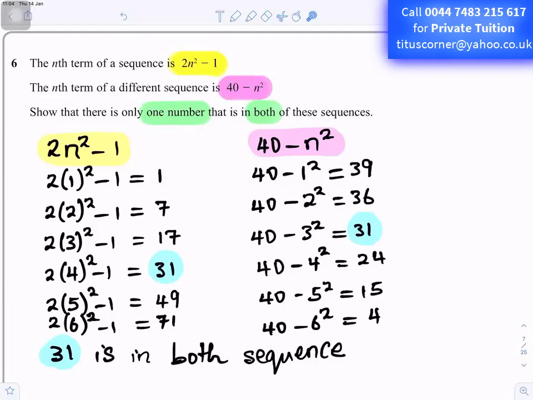40 minus n squared. We substitute 1. 40 minus 1 squared is 39. We substitute n is 2 for the next one. 40 minus 2 squared is 36. We substitute n is 3. 40 minus 3 squared is 31. We carry on for like 6, 7 terms. And we notice that there's 31 in both terms. So when n is 4, you get 31 for the first one. And when n is 3, you get 31 for the second one. So 31 is in both sequences.